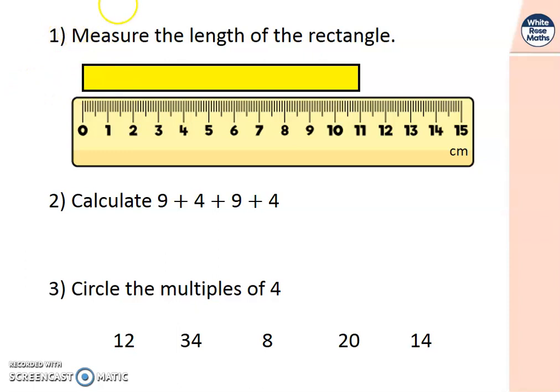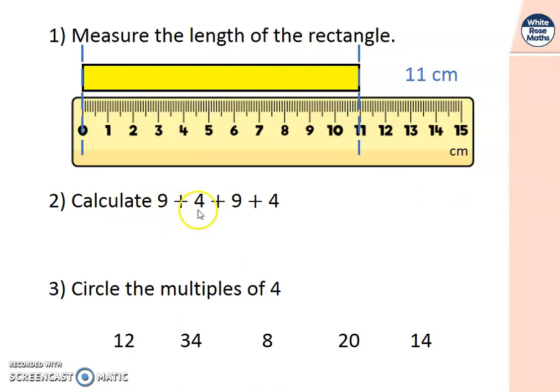Number 1, measure the length of the rectangle. This is going to be a really useful skill today, and we need to know how to use our ruler correctly. So we can see we've lined up the end of the rectangle with the 0, and we count all the way along, and then we stop where it ends. And it ends on 11 centimetres. Well done if you got that correct.